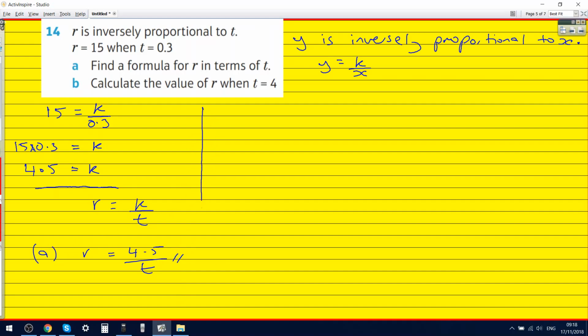It's like y equals mx plus c. If they want the equation of a straight line, that's what they're looking for. If they want the formula for inverse proportion, it's y equals k over x, and you have to figure out what k is. Part B.